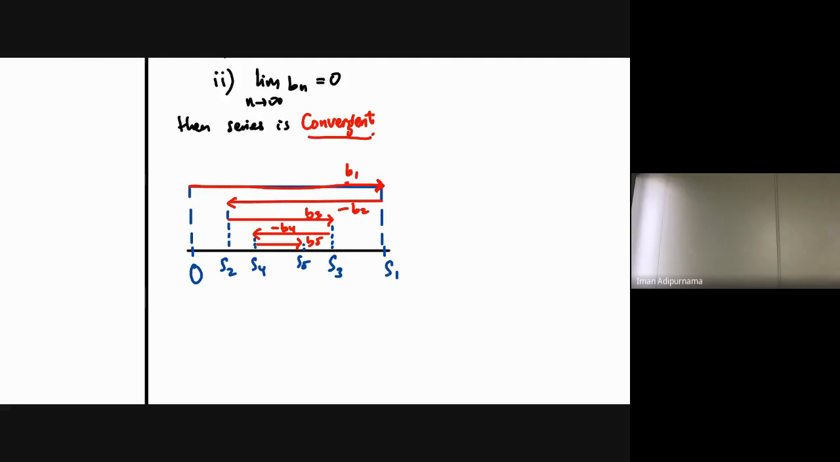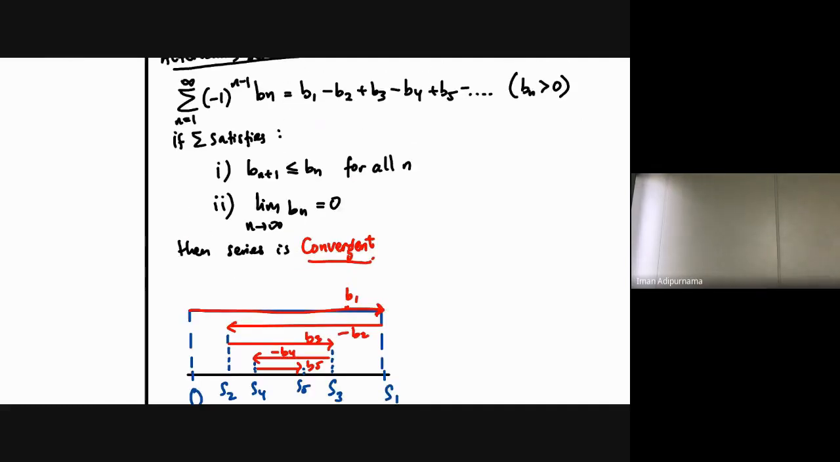Okay. So whenever you see any alternating series, the next term is less than the previous one, and then you know that the absolute value of the sequence, you limit them, it's 0. If both are correct or satisfied, then the alternating series becomes converged. Okay.